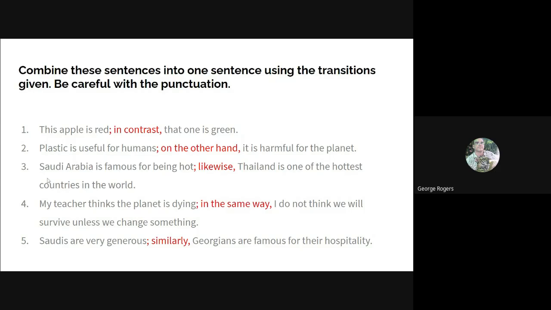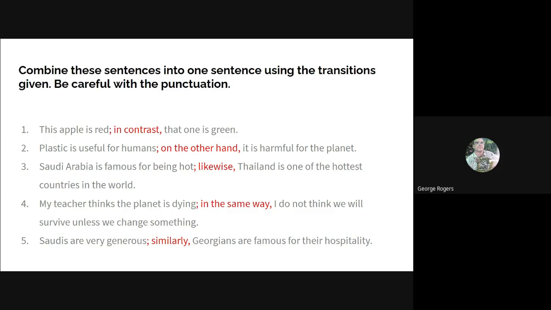Number 3: Saudi Arabia is famous for being hot, semicolon, likewise, comma, Thailand is one of the hottest countries in the world. So again, how to combine that into one sentence: both countries, Saudi Arabia and Thailand, are hot. Number 4: My teacher thinks the planet is dying, semicolon, in the same way, comma, I do not think we will survive unless we change.